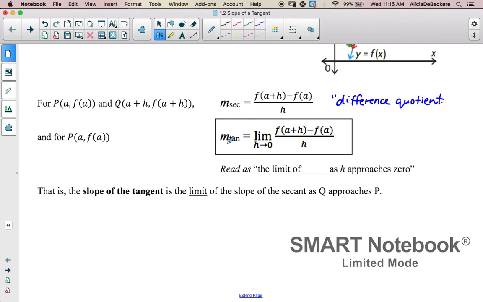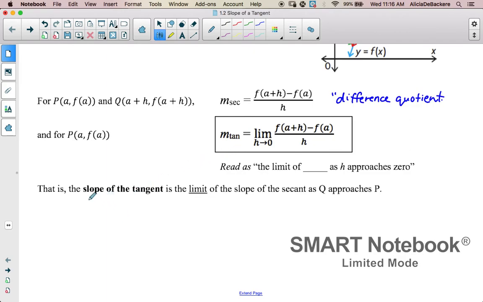So first, what I notice here is the slope of the tangent is equal to this limit, and we're going to talk about how to read that, of the difference quotient. So we read this as the limit of the difference quotient as h approaches 0. And we're going to talk about doing different types of limits, but specifically today we're using limits to find the slope of a tangent. We'll use limits to do other things in future lessons.